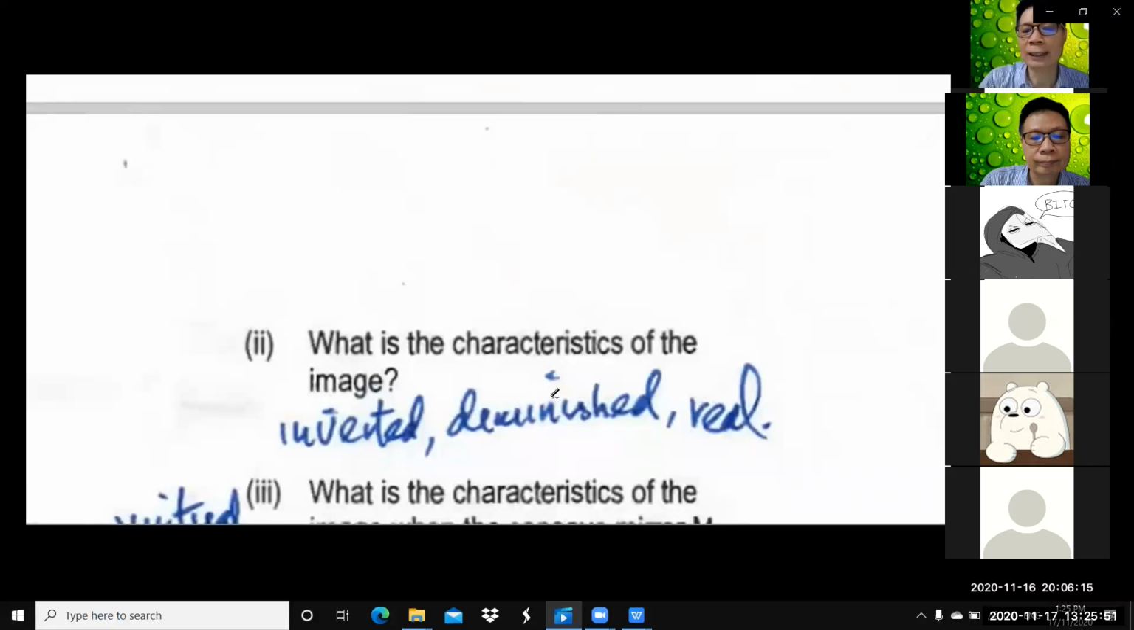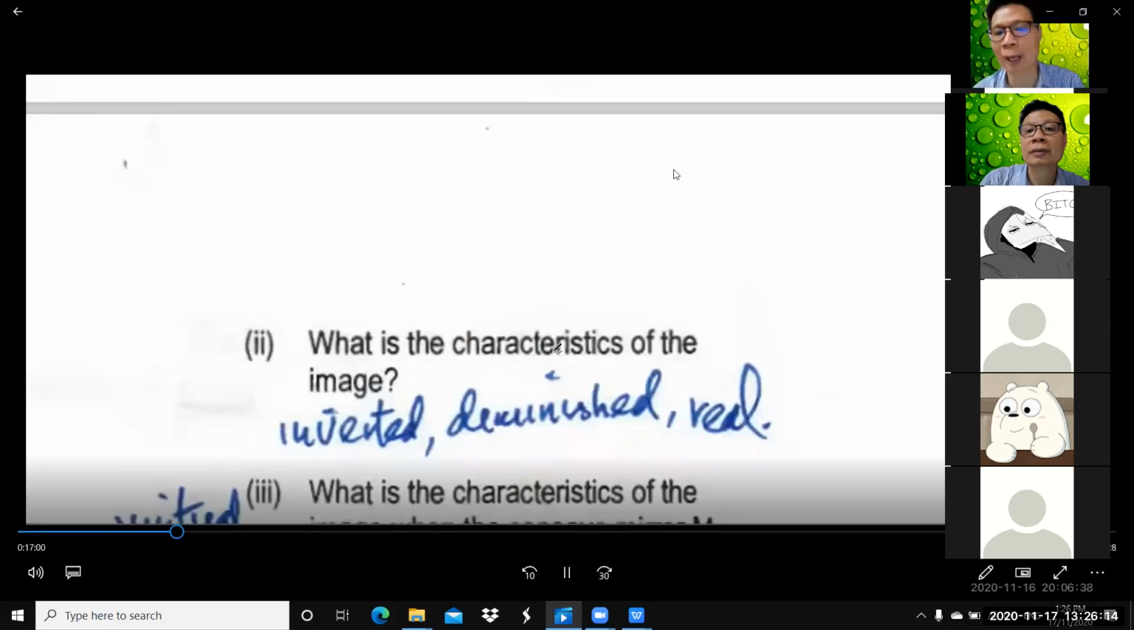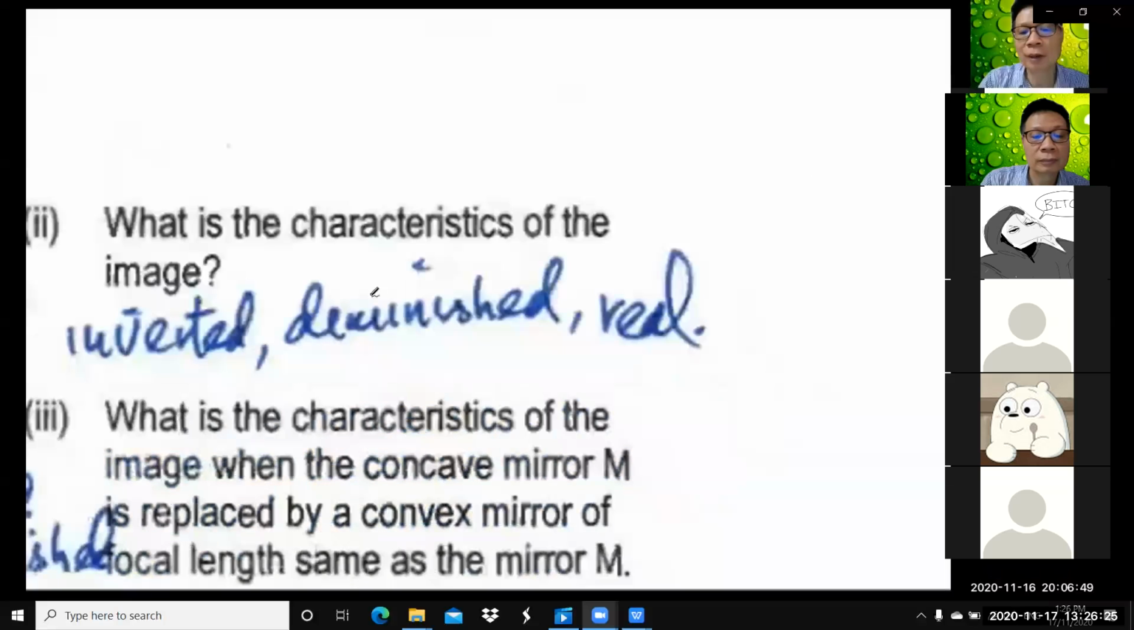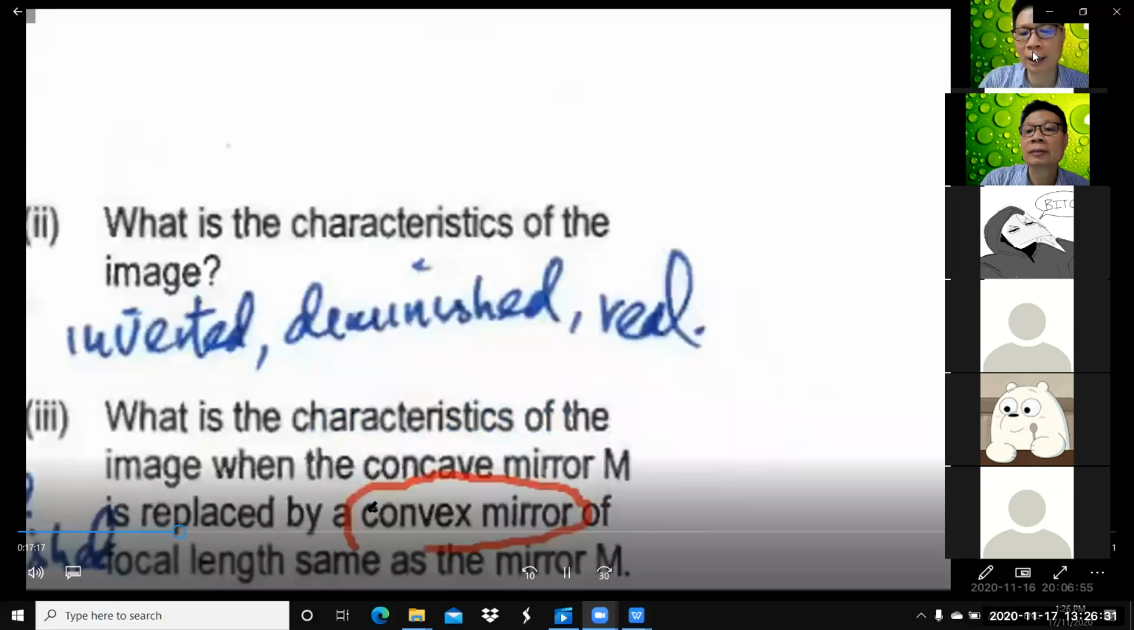And the last part of the question. What are the characteristics of the image if the concave mirror is replaced by a convex mirror? You should know the answer already. I told you many times. A convex mirror always produces the same characteristics. So what are the characteristics if you change to a convex mirror?